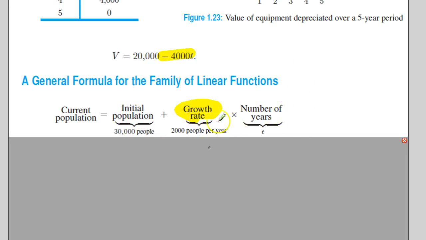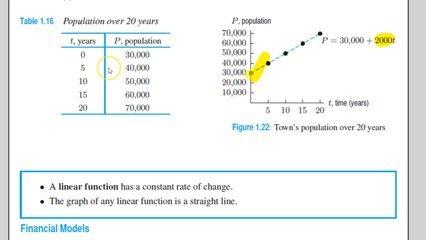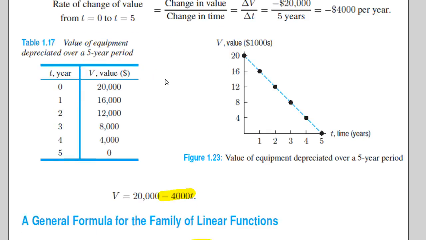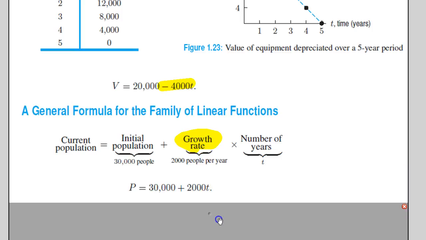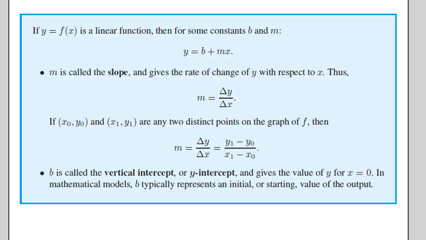Then the number of years, which would be representative of a variable, usually x, but in this case we're dealing with models and it's going to be time, t, and then an initial population or initial value. In this case it was $20,000 for the value of the equipment, and in this case it was an initial population of 30,000 people. Okay? And there you have it. And this should look familiar about what you've learned.